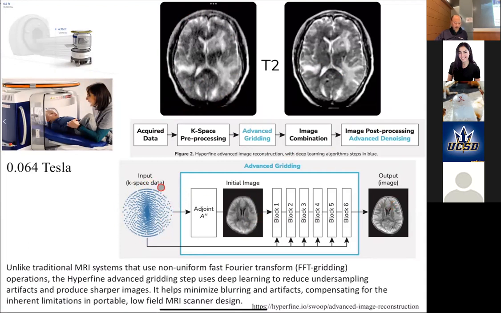Gridding refers to the fact that here you can see that it's not a uniform sampling of K space, right? And as we saw when we talked about parallel imaging, there's going to be some artifacts. They may not look so good. And so the gridding is essentially filling in the K space that you didn't acquire. Although you could do that with linear algebra methods, they found that a deep learning approach worked better for them to minimize blurring and artifacts and help make their images at a level where they thought they were clinically relevant.